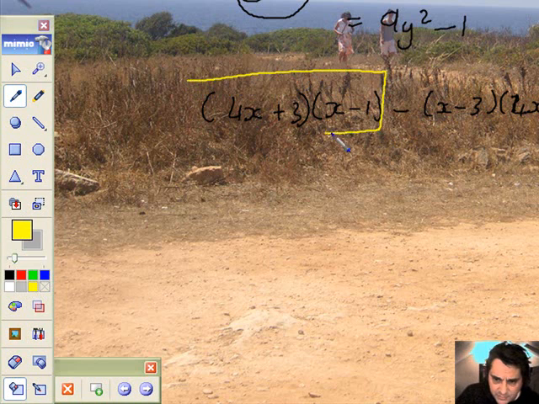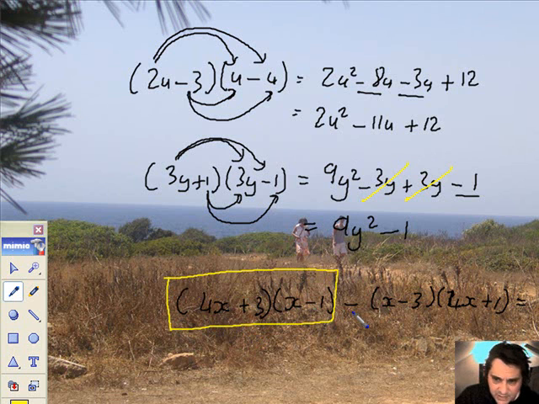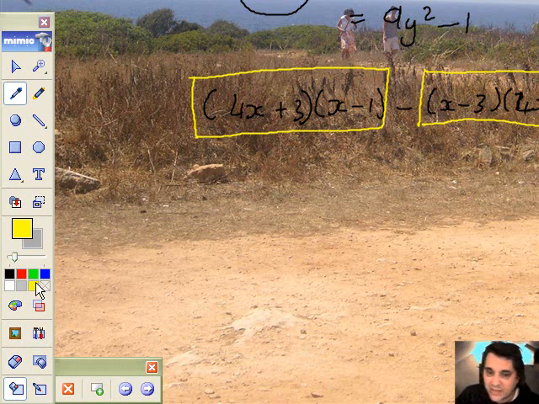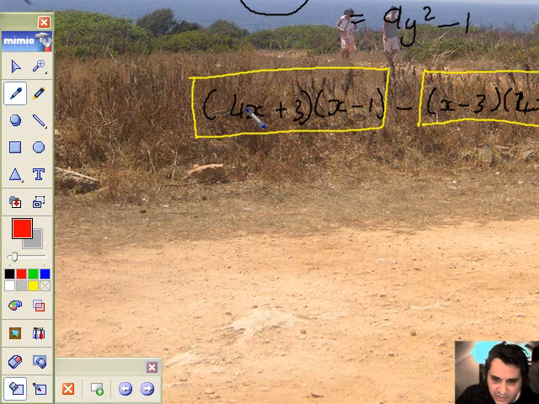Okay, look. Essentially what we have is this little block of 2 brackets, take away this little block of 2 brackets. So I'm going to treat them separately and then do some subtracting at the end, alright? Let's work in red for the left side. 4x times x, 4x squared. That doesn't show it very well, does it?